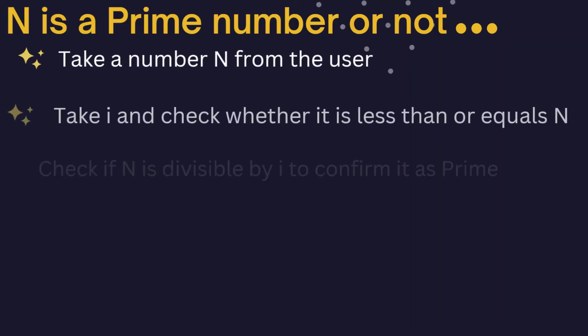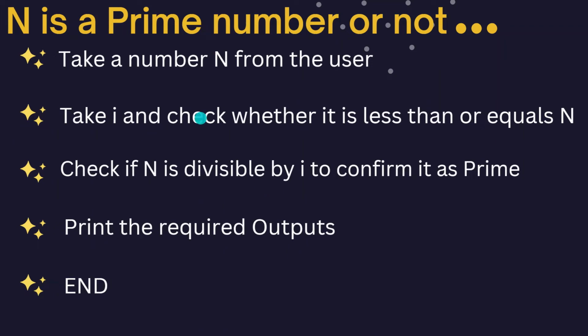Now we will check whether a number, say n, is a prime number or not. So prime numbers are the numbers that are only divisible by 1 and itself. Go through the algorithm. At first, we will take a number, say n, from the user. Then we will take i, a temporary variable, and check whether it is less than or equal to n. Then we have to check if n is divisible by i to confirm it as a prime. Then we print the required outputs.